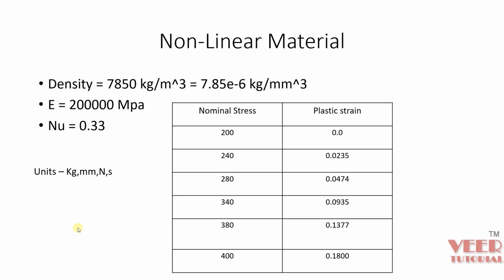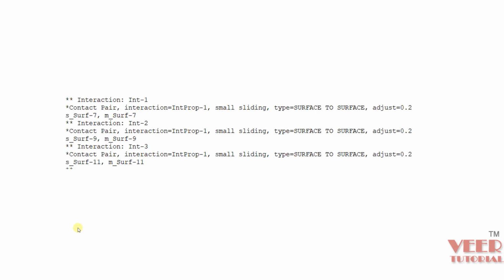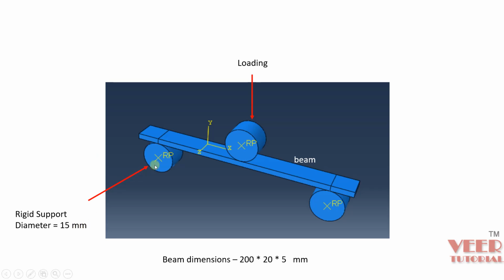In this case, we will consider all three types of nonlinearity. We will consider nonlinear geometry, then this is the property for nonlinear material, and then we will consider the contact between them. Here we can see these surfaces are touching each other, so we need to apply the contact between them.